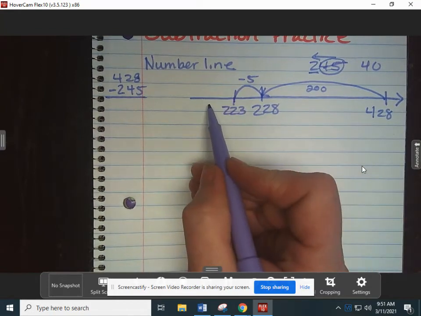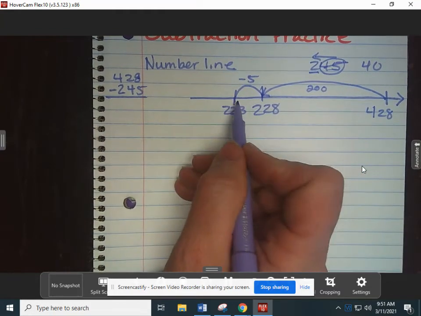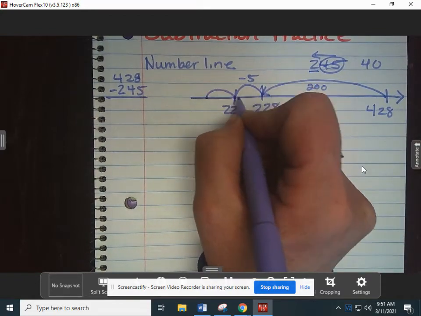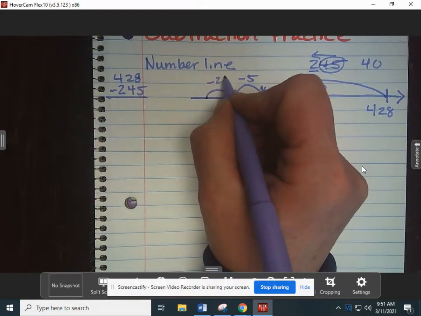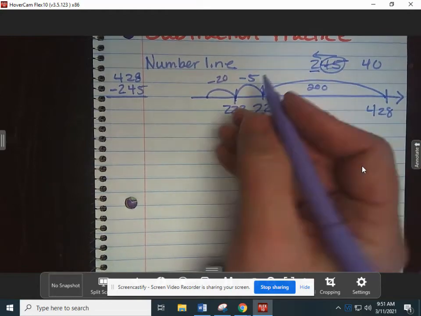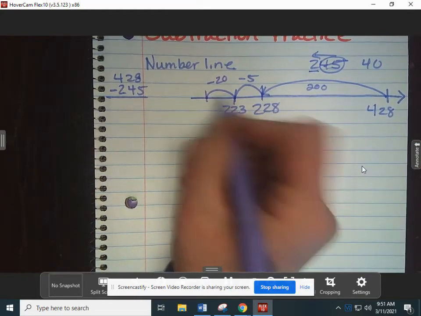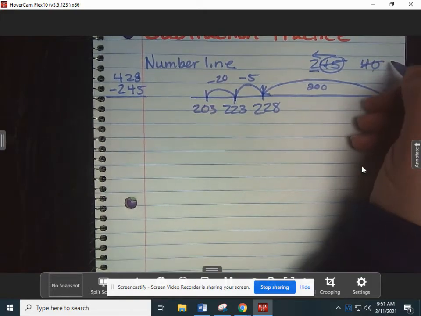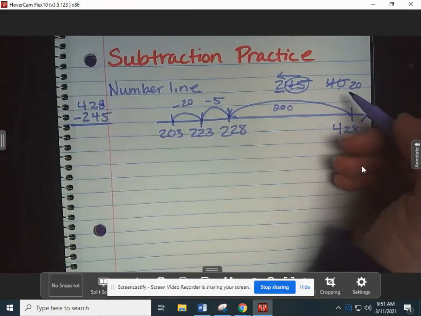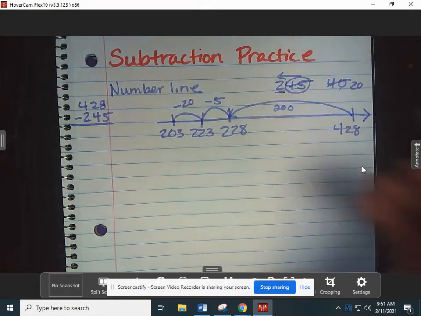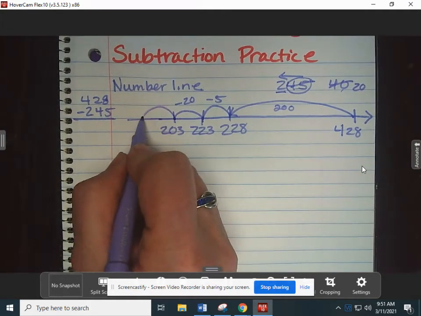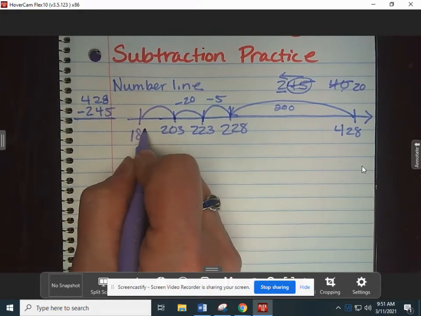Jumping back 40 might be a little more difficult, but we could probably jump back 20. Oh, my jumps aren't very even. You're supposed to have even jumps with this. So if I jump back 20, now I'm at 203, and I still have to go 20 yet. Do you notice up on top I'm keeping track of what I have left? And I need to go 20 again. 183.